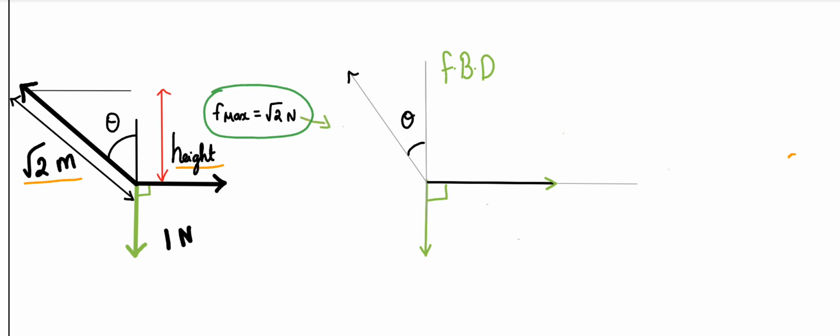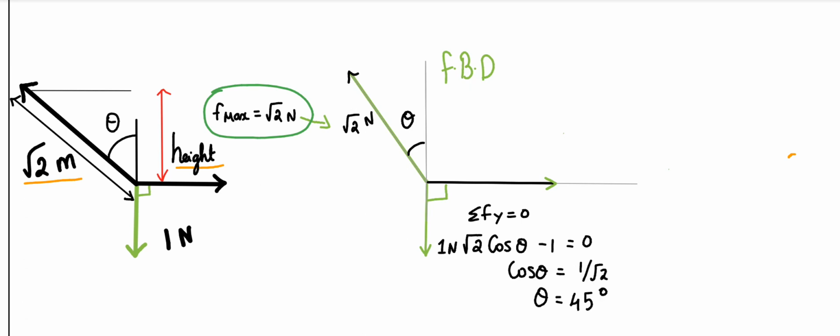As we have discussed previously, as theta increases, this value will be the maximum value. So I substitute here, this value is root 2 Newton. That makes the free body diagram have two unknowns to be solved. One is the direction theta of the root 2 Newton force, and the other is the magnitude of the other force. Those are the two things I need to solve. Applying the equilibrium condition, I come up with theta equal to 45 degrees. With this theta value I can solve for the height.